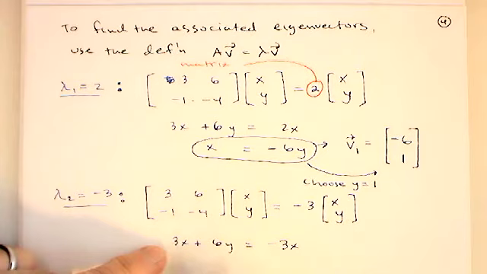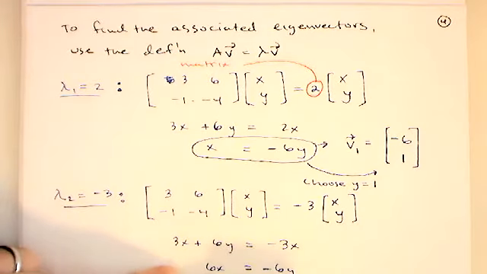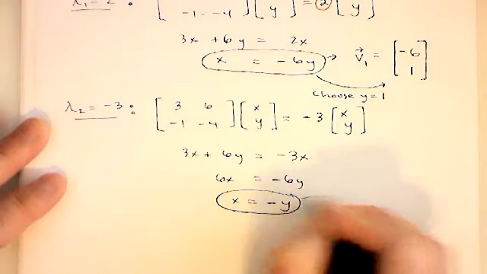If I move the x's over here and move the y over there and divide by 6, I end up with this relation. And again, that's all I need.